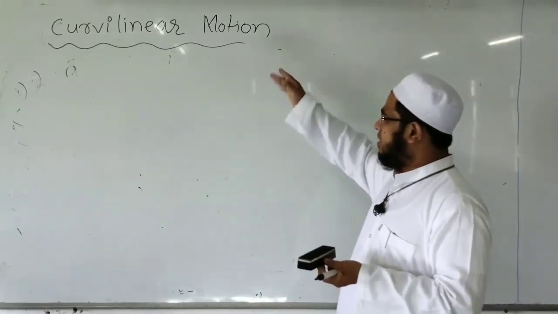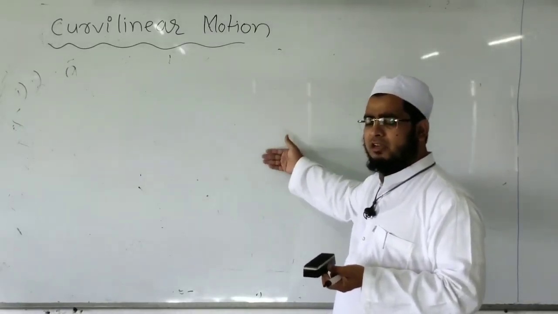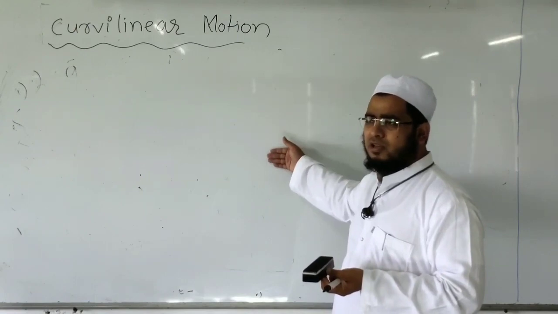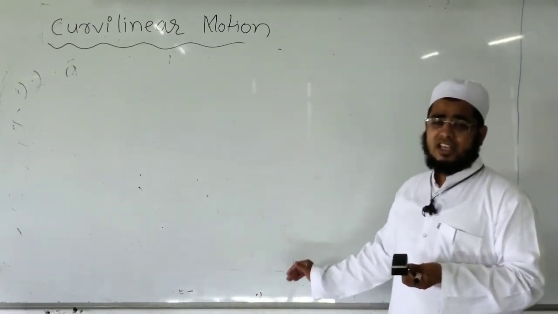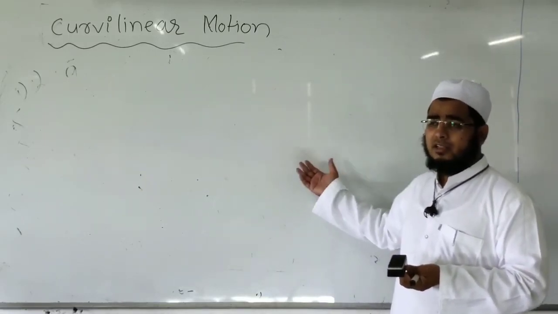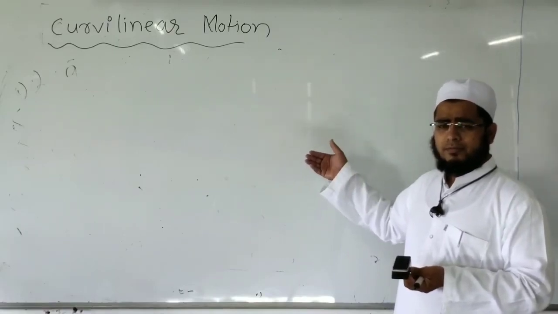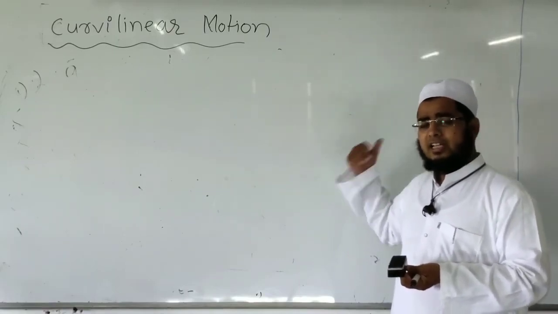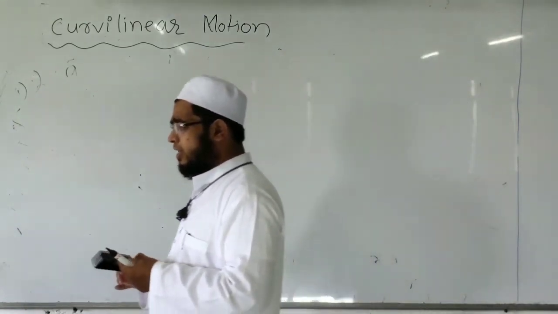These are the connections. If displacement is given, differentiate it, you will get velocity. Velocity is known, differentiate it, you will get the acceleration. If acceleration is given, we require velocity, integrate it. Velocity is known, we require displacement, again integrate it. So in the rectangular coordinate system, it is very easy to understand.